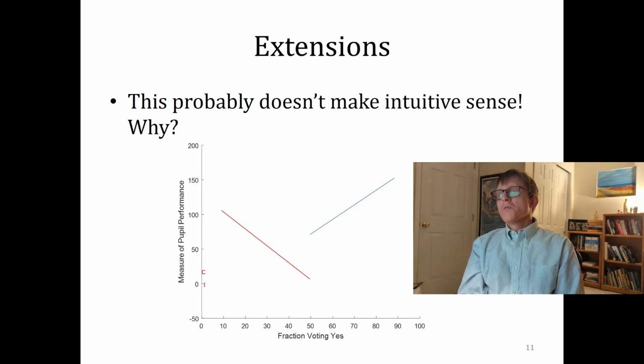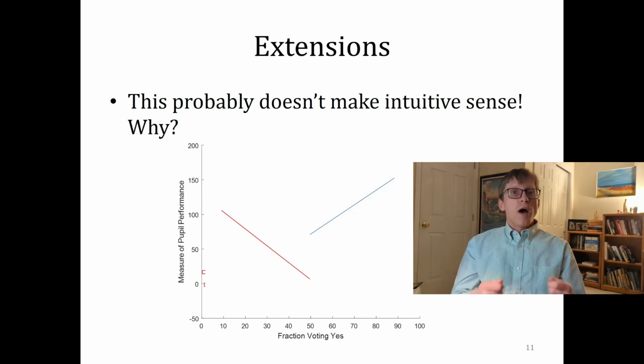So, in this example here, it would imply that as the share of the population voting for a new school increases, it actually reduces measures of student performance up until the point where you reach the 50% vote share threshold. After that threshold, increases in the share of the population voting for it increase the measure of student success. This just does not make sense.